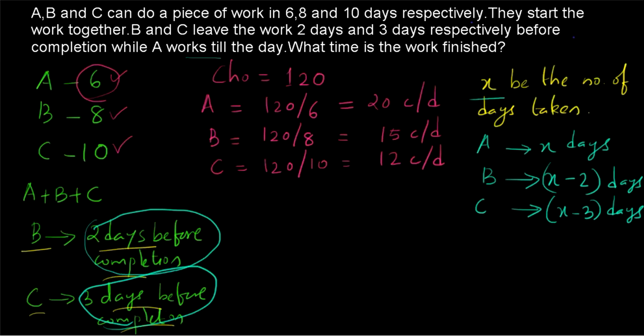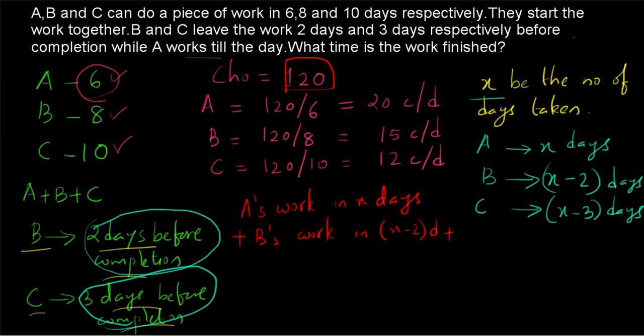So from that we can conclude these 120 chocolates are completed by the work of A in X days, B in X minus 2 days and C in X minus 3 days. So A's work in X days plus B's work in X minus 2 days plus C's work in X minus 3 days will give us 120 chocolates. Or the total work will be completed by A working for X days, B working for X minus 2 days and C working for X minus 3 days.